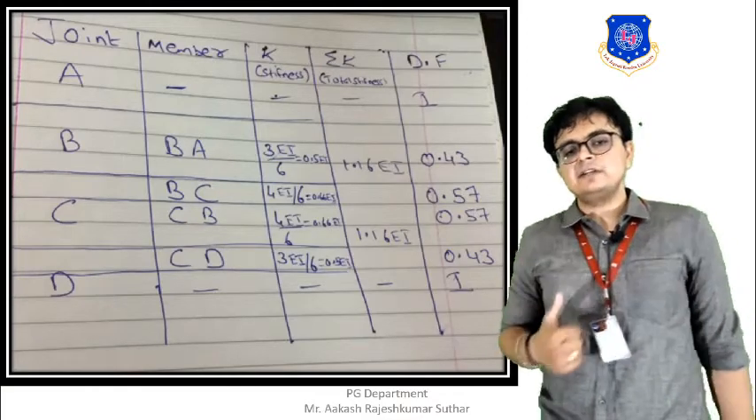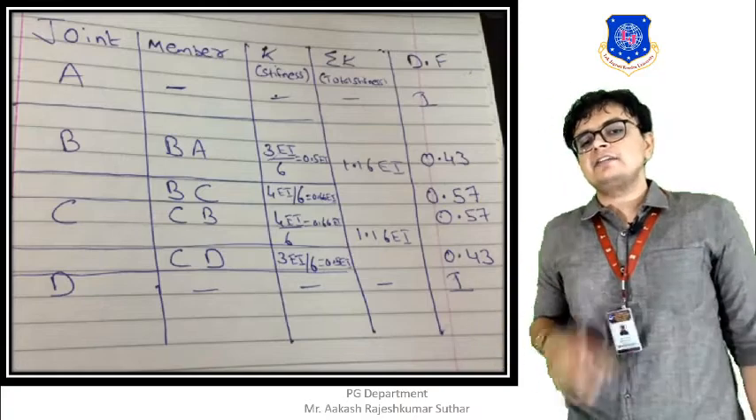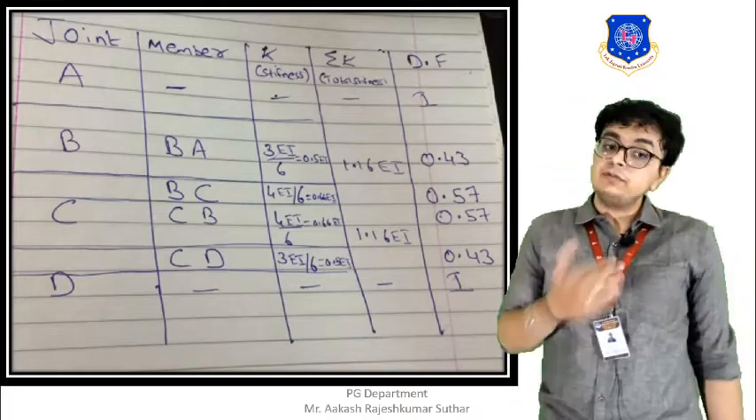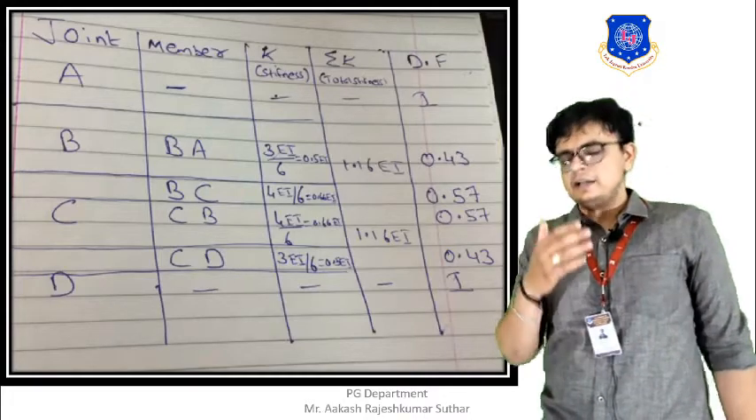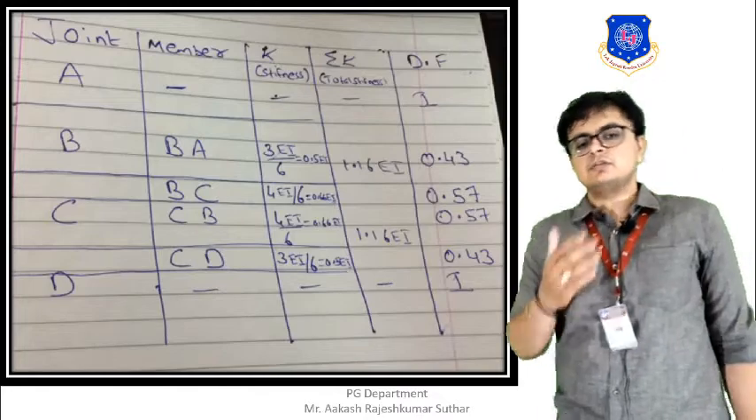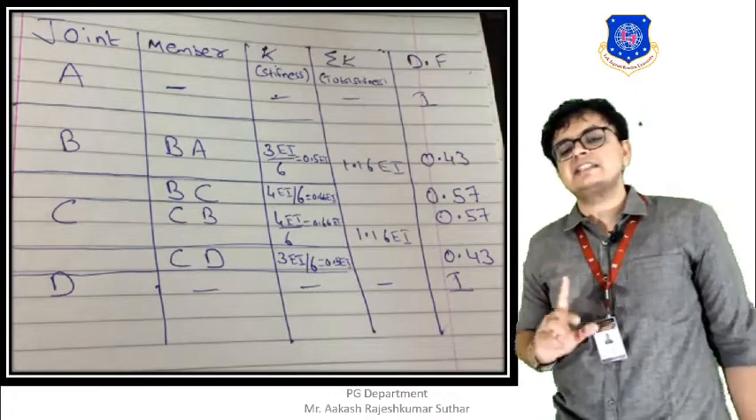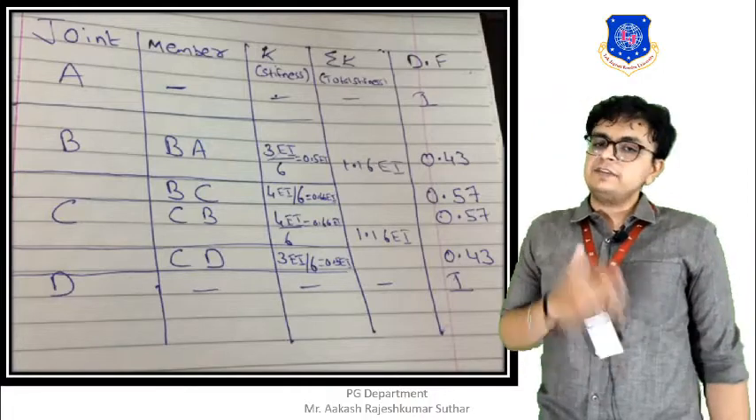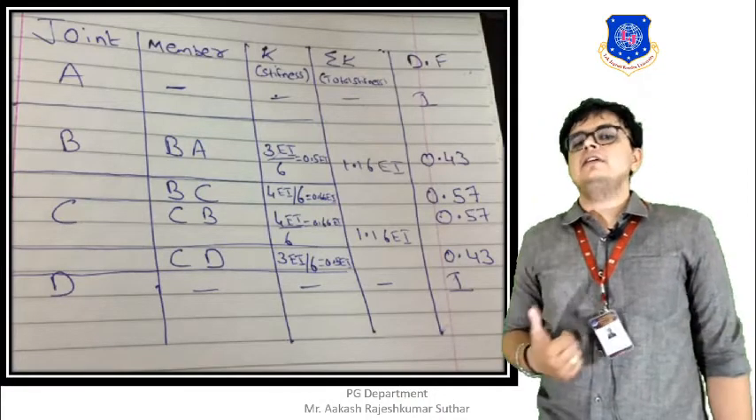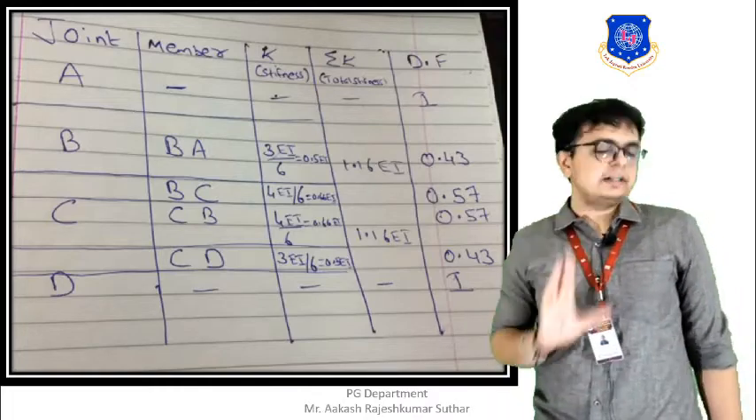The next thing we have to do is the addition. For joint B we have to add BA and BC. On addition we get 1.16 EI. For joint C we also have to sum all the stiffness, so we add CB and CD stiffness. Finally we get 1.16 EI. After that we have to find the distribution factor for each joint. So for joint A, our distribution factor will be equal to 1.